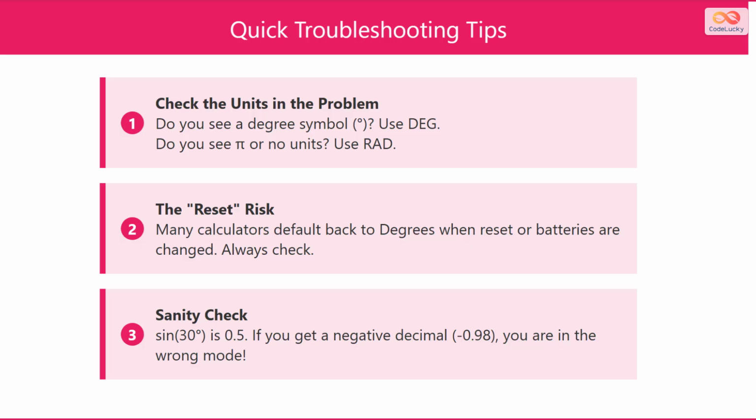Here are 3 tips to keep you safe. Number 1, look at the problem. If you see a degree symbol, use degrees. If you see no unit or a pi symbol, use radians. Number 2, be careful after resetting your calculator. Many default back to degrees. And number 3, perform a sanity check. Remember that sine of 30 degrees is 0.5. If you type that in and get a weird decimal, stop and check your mode.